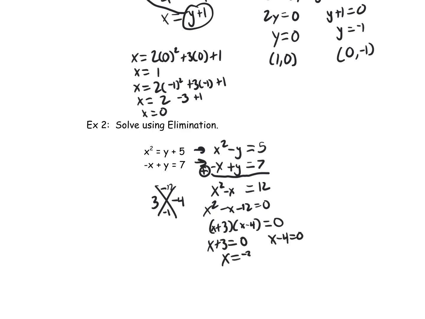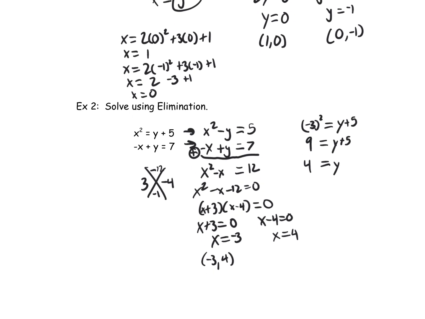So x is negative 3 and x is 4. Those are my two x values. Negative 3 squared equals y plus 5. Negative 3 squared is 9, so y plus 5 equals 9. If I subtract 5 from both sides, I get 4. y is equal to 4 if x is negative 3. So negative 3 comma 4 is one of the solutions.